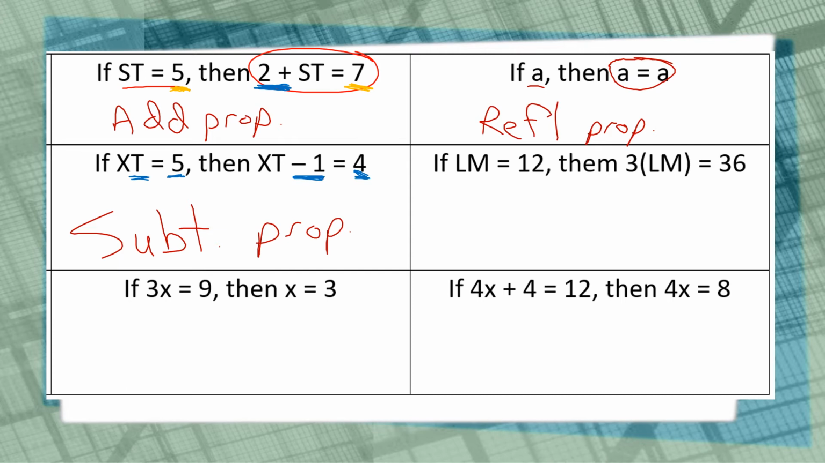If LM equals 12, then 3 times whatever LM is equals 36. So again, hopefully you're noticing here, wait, how did 12 become 36? Oh, I multiplied it by 3. So this is the multiplication property.